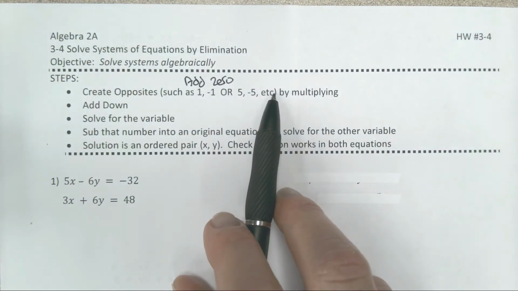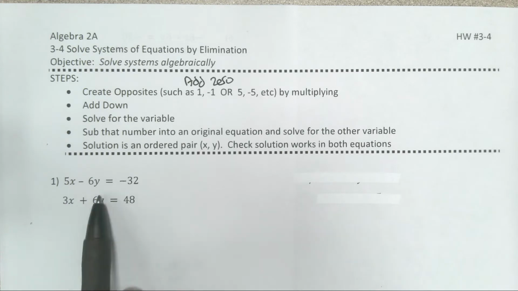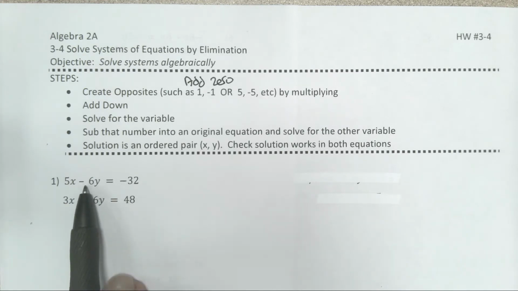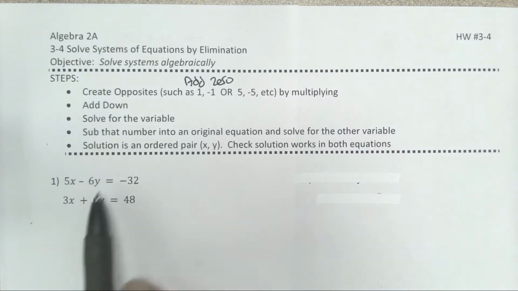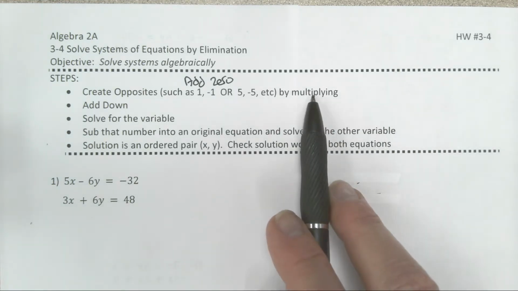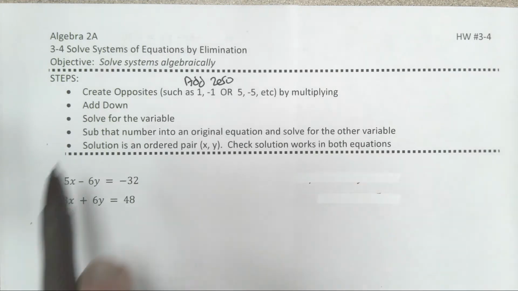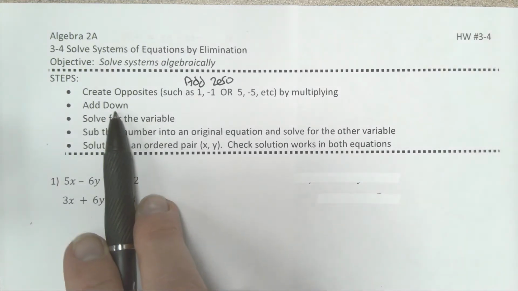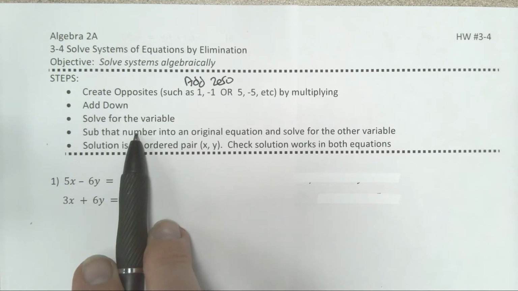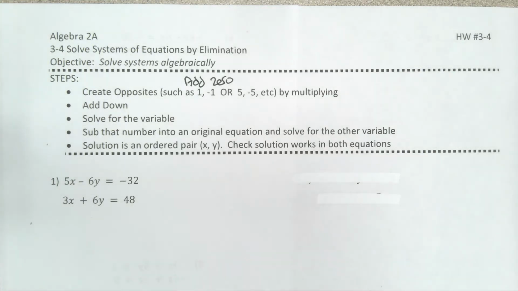Some days you will already have them in the problem. Like number 1, I have a -6y and a +6y, so I'm already set up with opposites. Some problems you will have to multiply and create your own. The next step is that you will add down, we're going to solve, and then you're going to sub into the other equation and solve for the other variable.